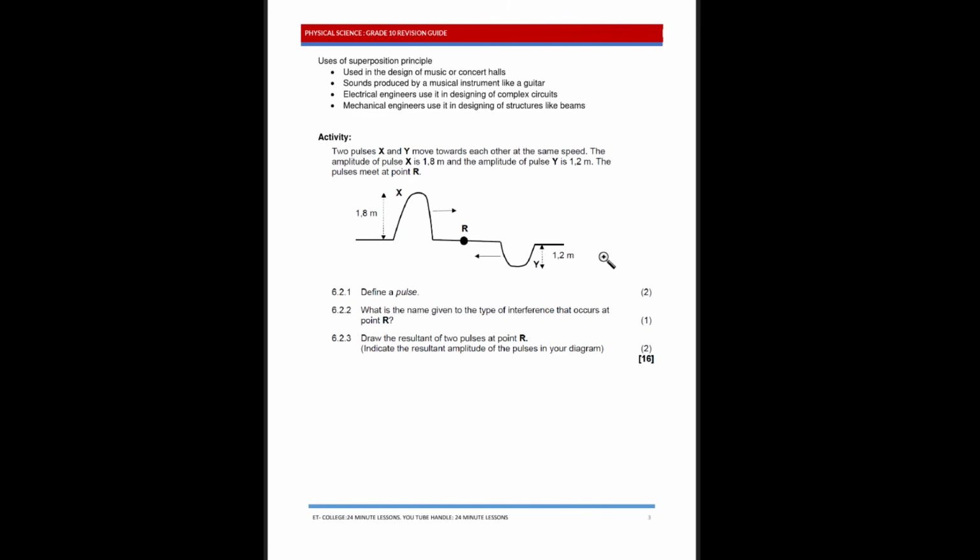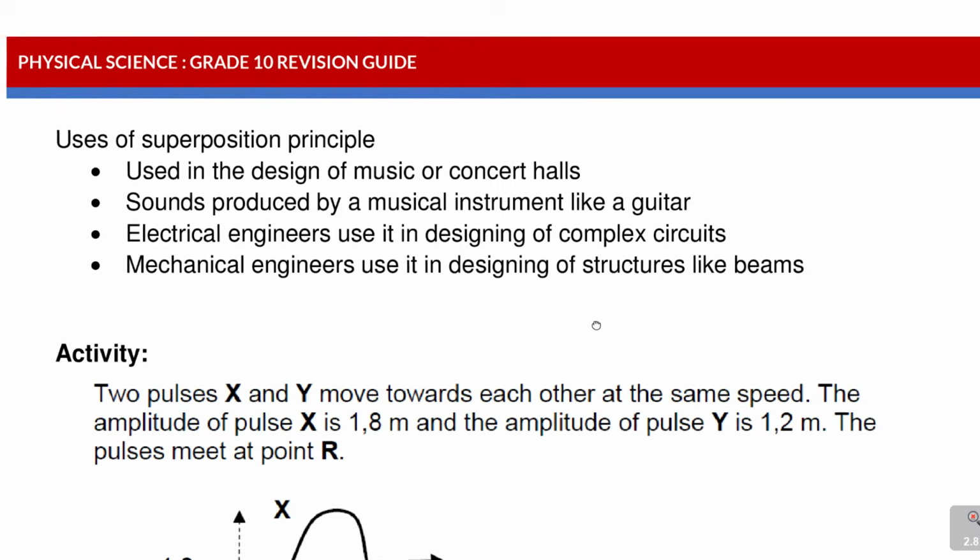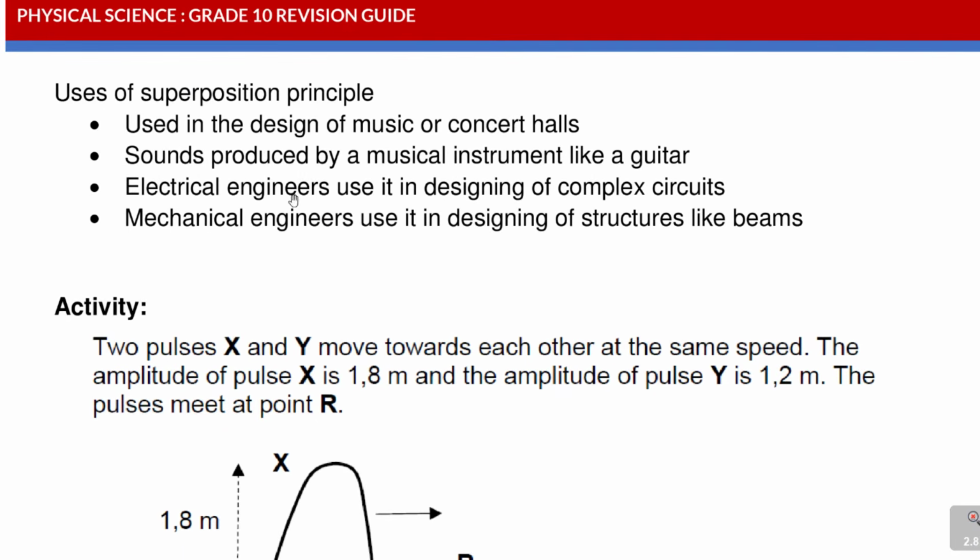Now, just to wrap up this lesson, I just want to bring in a few things that you might need to also know about the pulses. Uses of the superposition principle. They're saying, where do you see superposition in real life? It is used in the design of music or concert halls. So remember that when they are designing concert halls, sounds produced from any musical instrument like a guitar or a piano use the principle of superposition. And then electrical engineers use it to design complex circuits. Mechanical engineers use it when they're designing structures like beams.